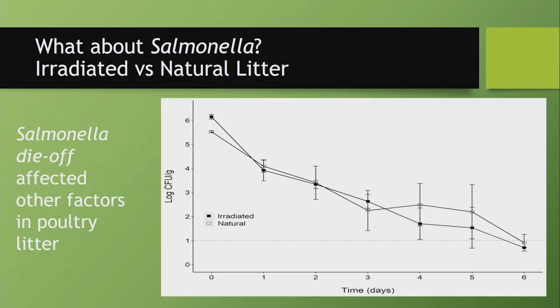A lot of times we try to say things that control one pathogen also control others across the board, and this is a very clear indication that there are a lot of factors going on and our pathogens are behaving very differently. However, over time, they did get about a 5 log reduction within about 6 days.